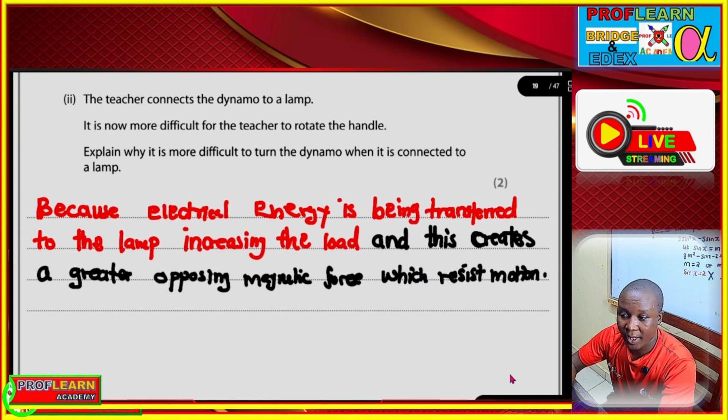So the reason why it's difficult for the teacher to rotate is because most of the electrical energy that's generated is transferred to continue powering the lamp. So in that process, that is exactly what we have.